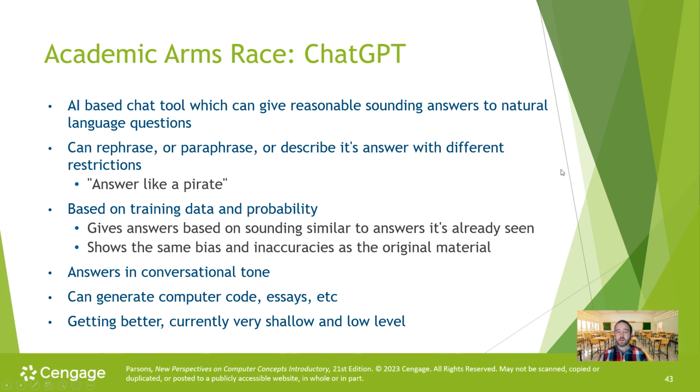ChatGPT. For those of you that haven't heard of it, it is an AI chatbot program that can give realistic sounding answers to common questions. What it did is it read a bunch of books and literature and online articles and things like that. It calculated how words relate to each other and when words are often used near each other. And so then when you ask it questions, it uses that probability training data to give similar sounding answers to things it's already seen.